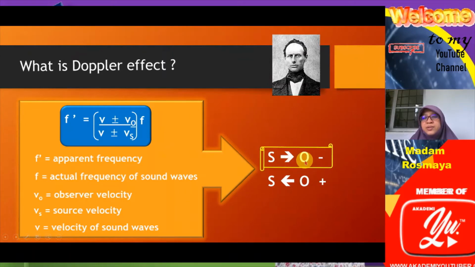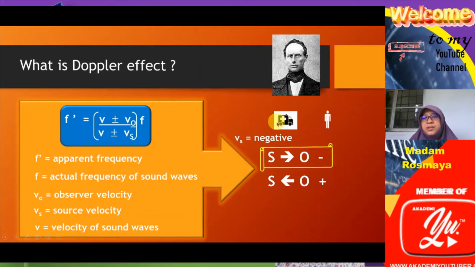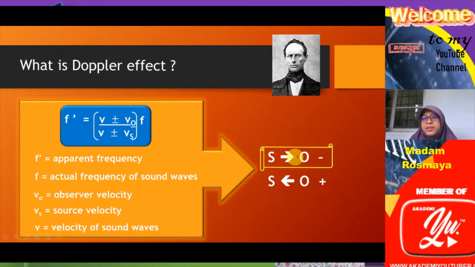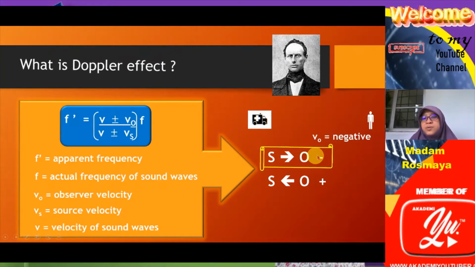S to O is minus. That means the source of sound is moving towards the observer, so the source velocity is negative, so minus vs. Next, referring to the same relation, O, the observer moves away from the source, with the source stationary, so vo is negative.